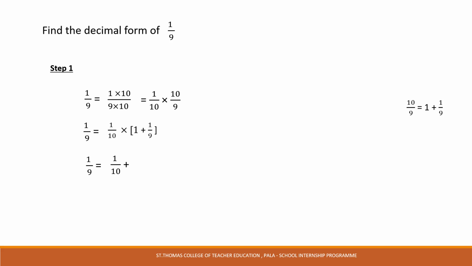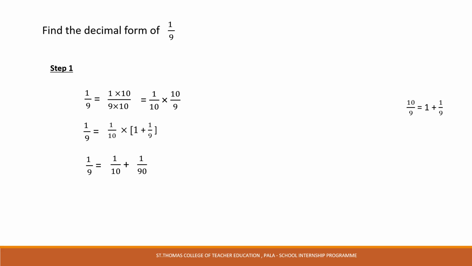Yes. The first step is writing 1 by 9 as itself. Correct. Multiplying numerator and denominator with 10 and splitting it as 1 by 10 into 10 by 9. Okay. And the next step is writing 1 by 10 as itself and writing 10 by 9 as 1 plus 1 by 9. We got it by dividing 10 by 9, isn't it? So we are replacing 10 by 9 with this 1 plus 1 by 9. And we get by applying distributive property as 1 by 10 plus 1 by 90, isn't it?